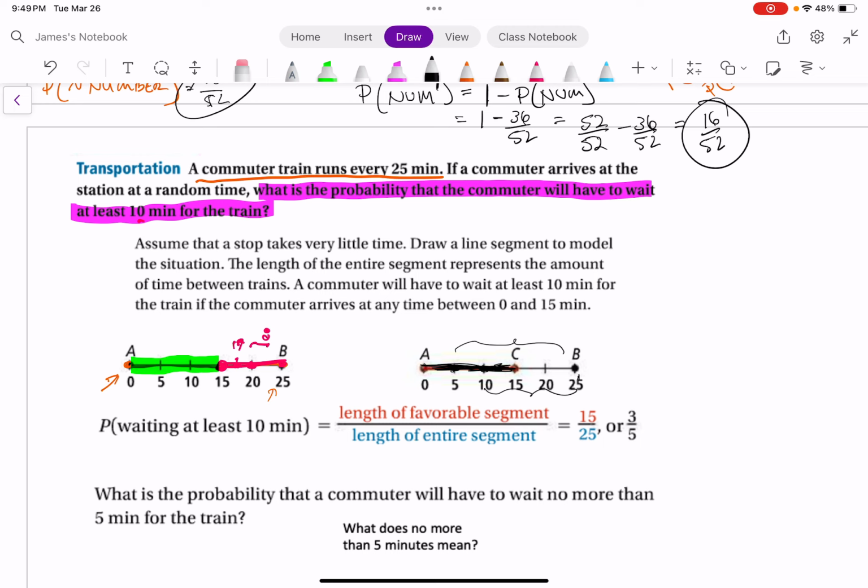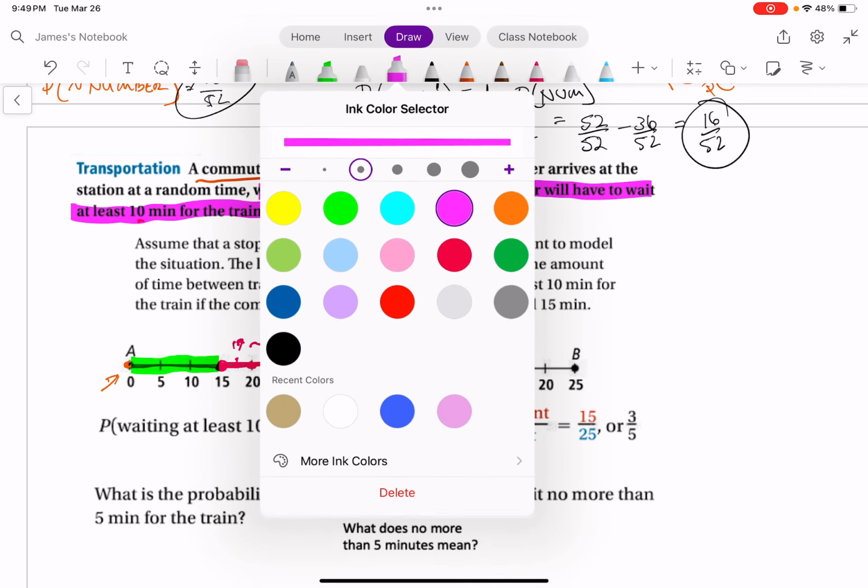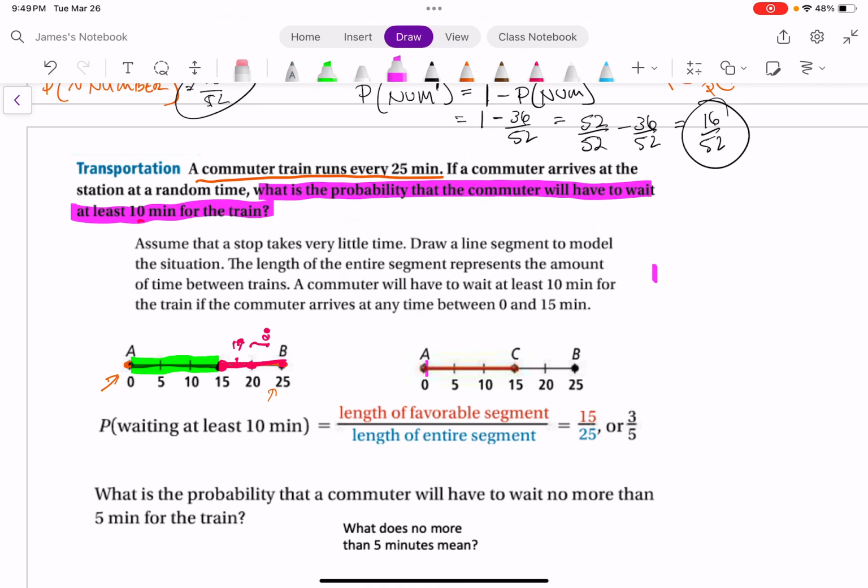So how do we compare those? Well, this length here is the favorable outcomes, and there's 15 of them. This length here is the possible outcomes. There's 25 of them. They both have a factor of 5 in them, so it reduces to 3/5. If you want to write that as a decimal, 60%.